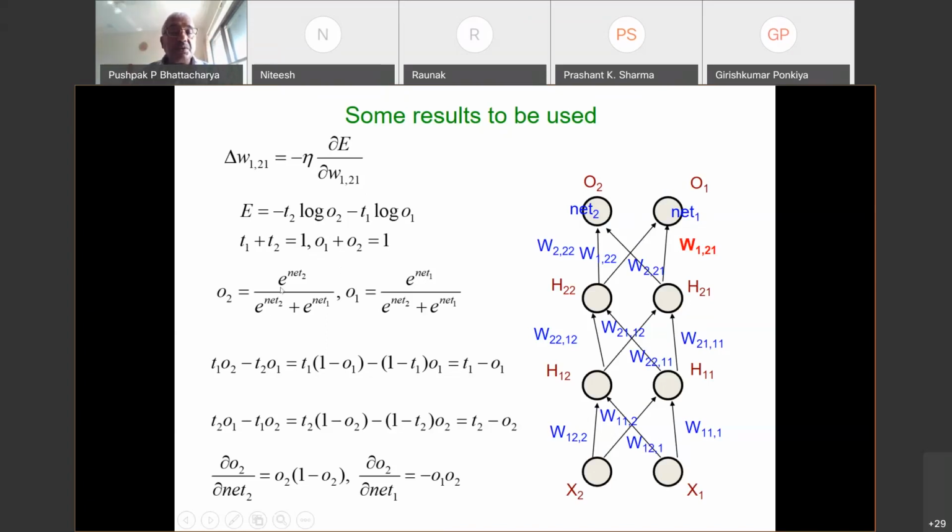O2 is equal to e to the power net 2 divided by e to the power net 2 plus e to the power net 1. O1 is e to the power net 1 divided by e to the power net 2 plus e to the power net 1. This is the softmax function.